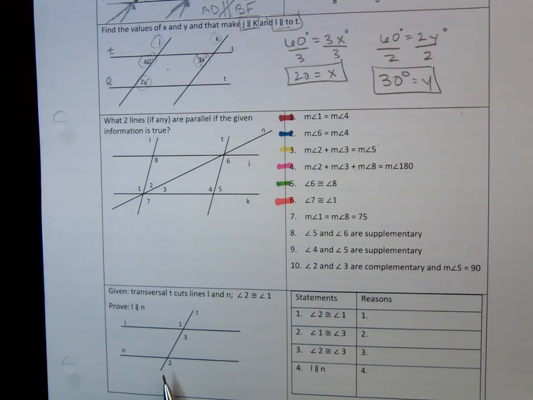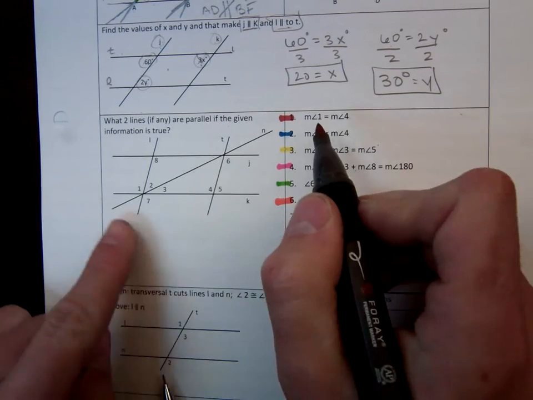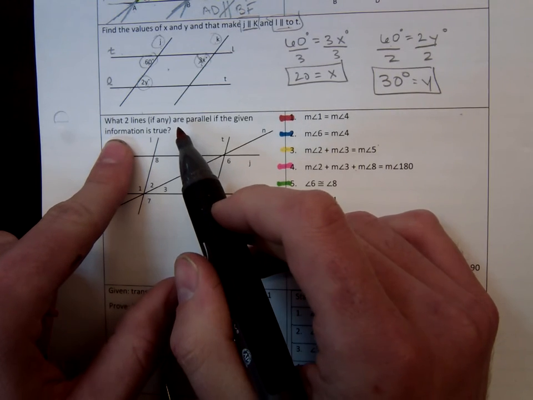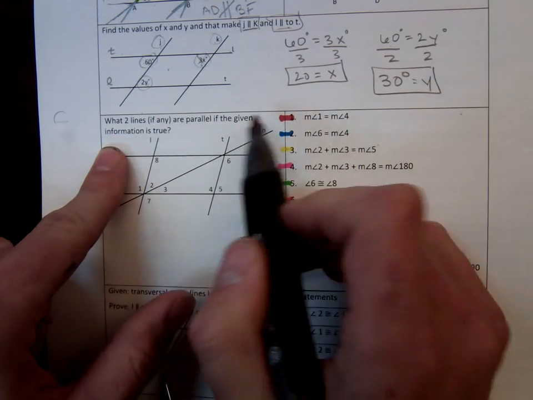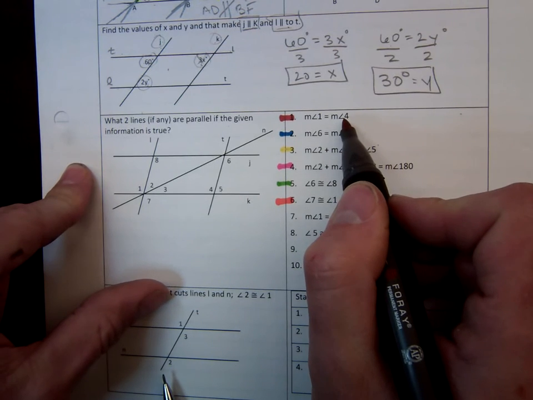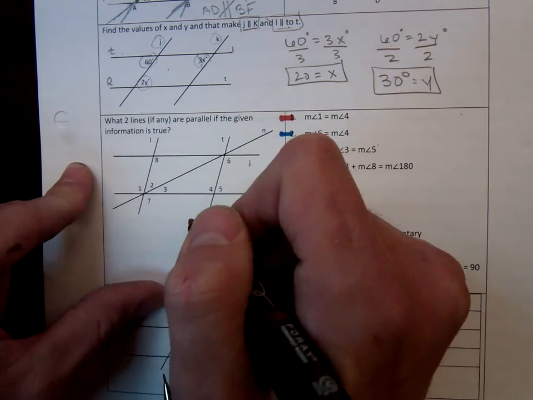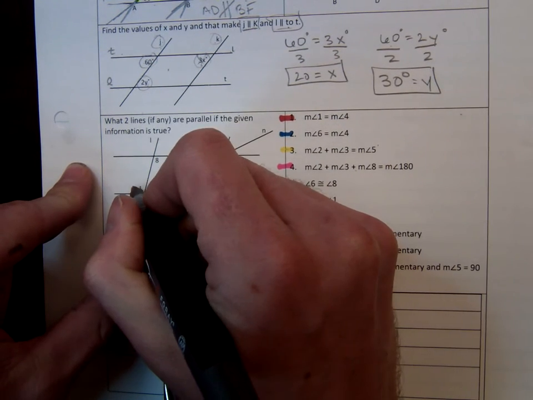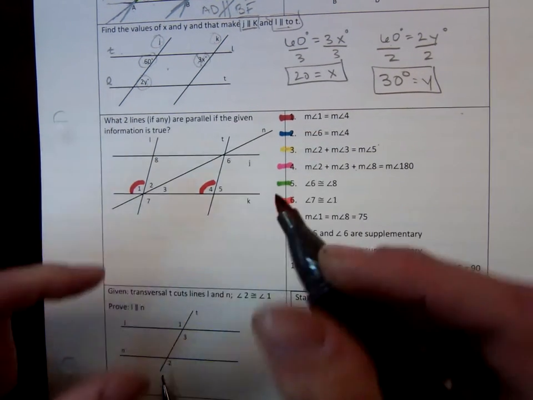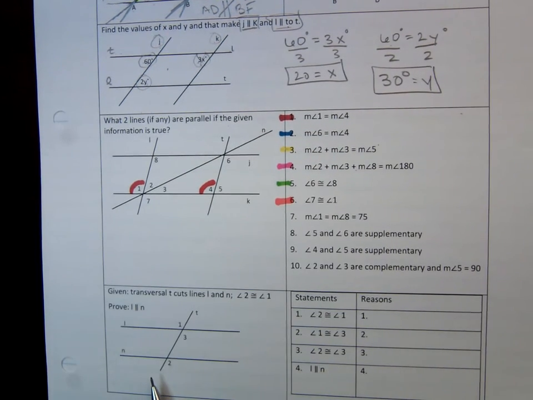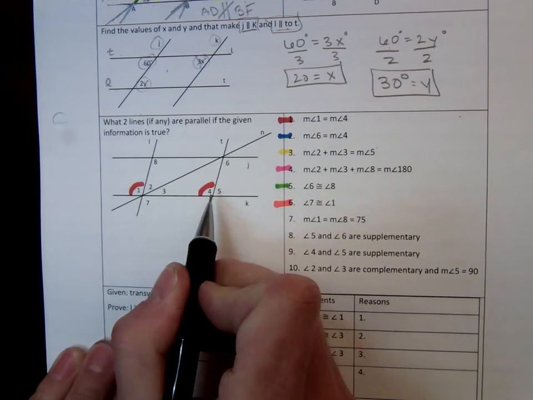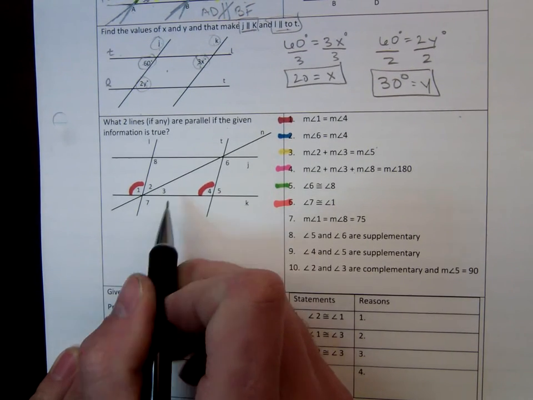All right, getting started with these ones, we see that we're supposed to say whether or not we can find two lines that are parallel, given that the measure of angle 1 is equal to the measure of angle 4. And in fact, I'm going to go ahead and just write, show that they are congruent. If their measures are equal, then the angles themselves would have to be congruent.